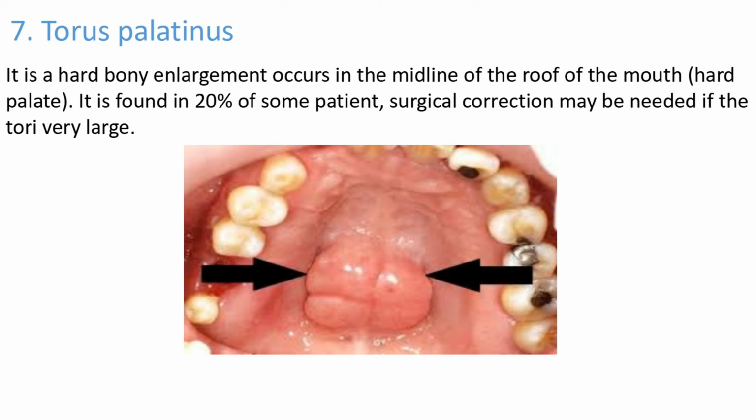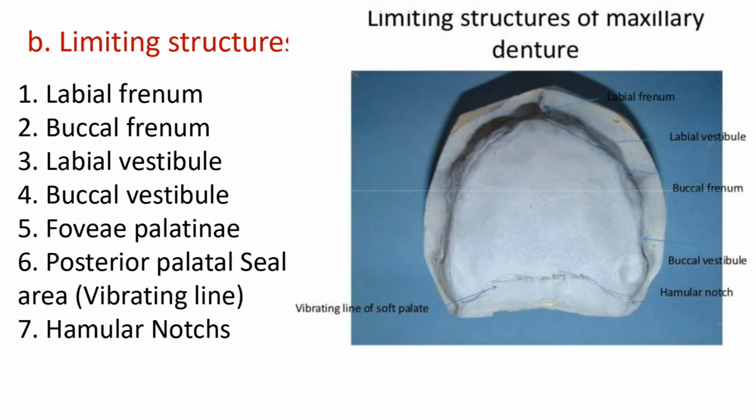8. Torus palatinus. It is a hard bony enlargement that occurs in the midline of the roof of the mouth, the hard palate. It is found in 20% of some patients. Surgical correction may be needed if the tori are very large. B. Limiting structures: 1. Labial frenum. 2. Buccal frenum. 3. Labial vestibule.